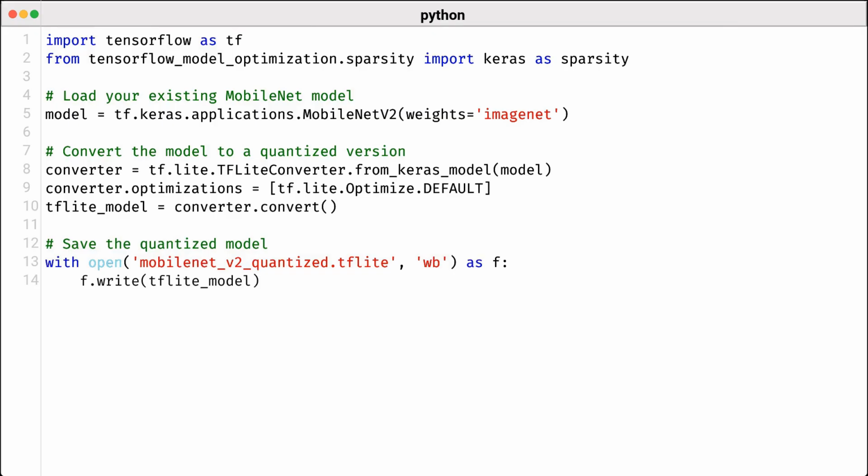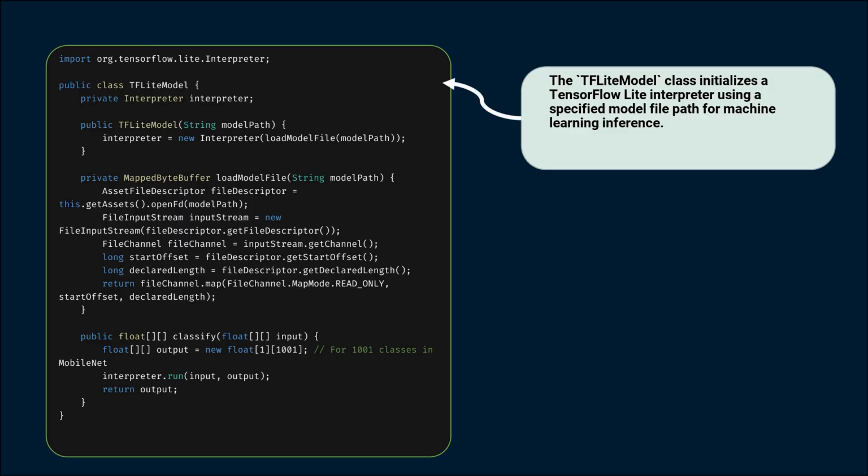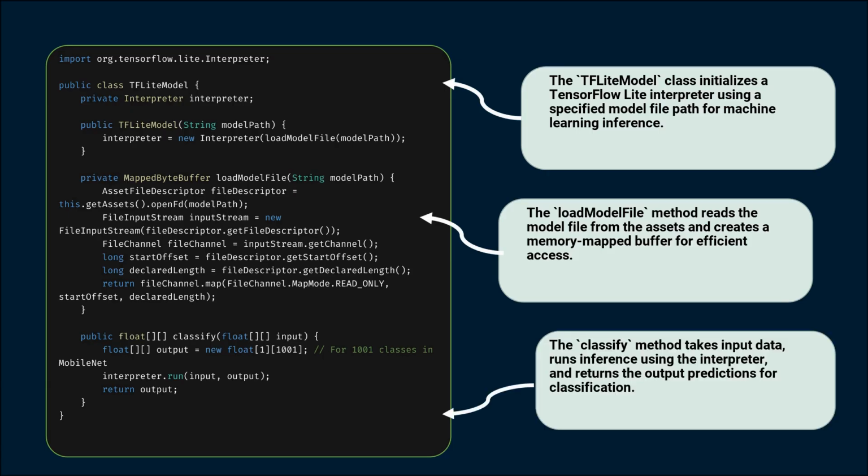Now let's take a look at how to create a TensorFlow Lite (TF Lite) model interpreter in an Android application. The code begins by importing the necessary TensorFlow Lite interpreter class, which allows us to run inference on our model. Inside the TF Lite model class, the constructor takes a model path parameter, which specifies the location of the quantized model. This is essential as it directs the interpreter to load the model into memory.